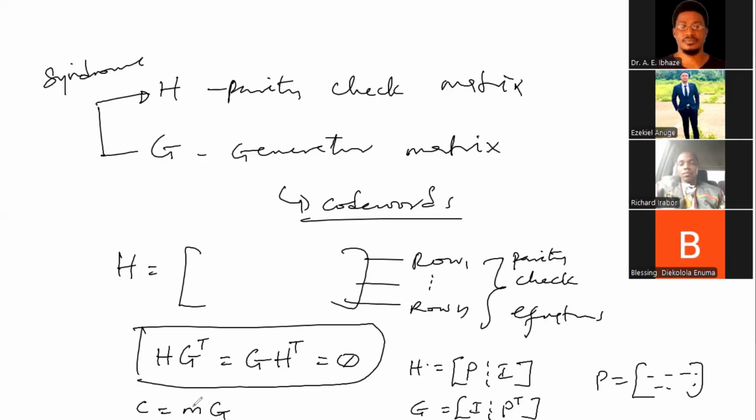So this is the message bit. This message bit multiplied by the generator matrix will now give us the distinct code words, the possible code words that can be transmitted over the channel based on this algorithm. So it means that the parity check matrix and the generator matrix have an idea what the possible code words could be.